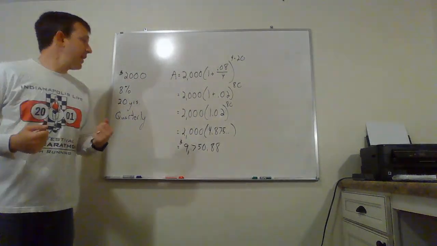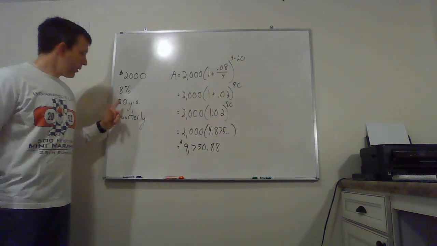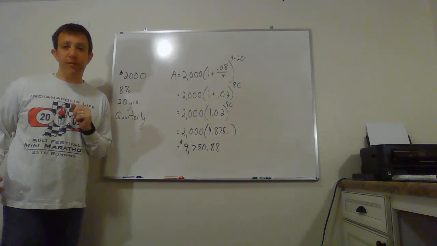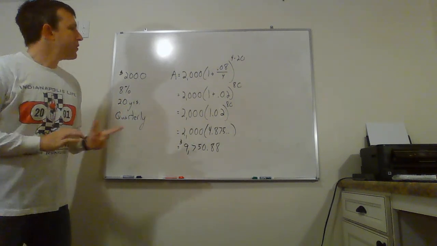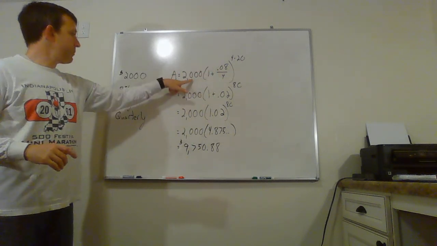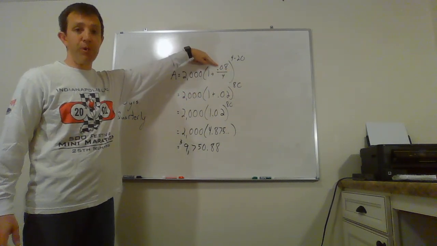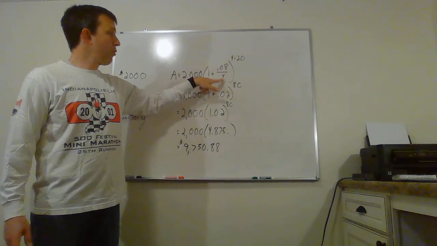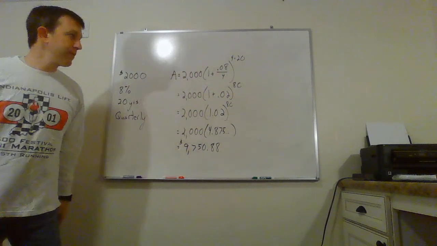Okay, so here we have an example. We're going to start with $2,000, an 8% interest rate. We're going to do it for 20 years, and we're going to compound our money quarterly. So you'll see I plugged in all the numbers. There's my principal, the $2,000. There's my interest rate as a decimal, 0.08. My quarterly means that the n is 4, so I have 4 there and there. My time is 20 years.